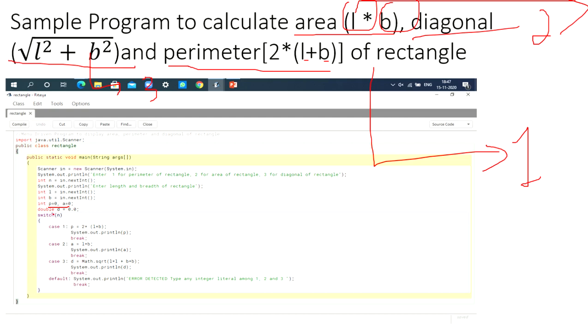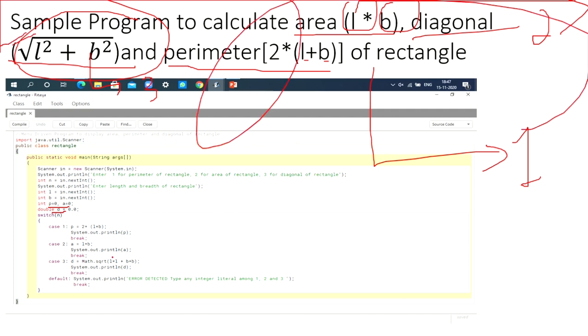Also declare D as 0.0 because diagonal is root of L square plus B square. That can be a decimal value, root can sometimes be a decimal, that is why. Okay. So if you forget to write this break, it will print case 3 also. So I write it. This is case 3.